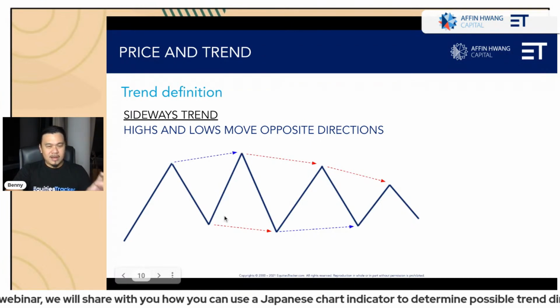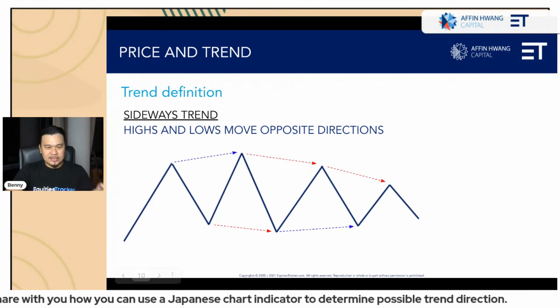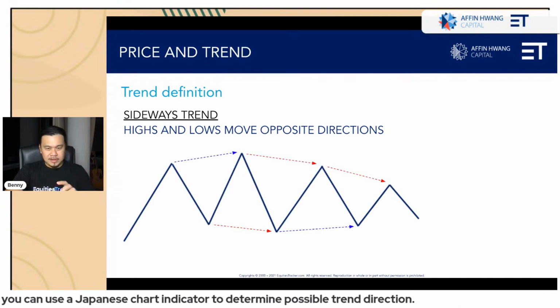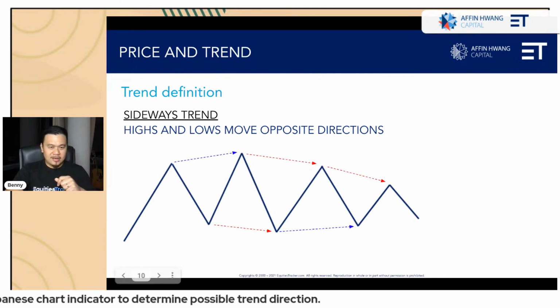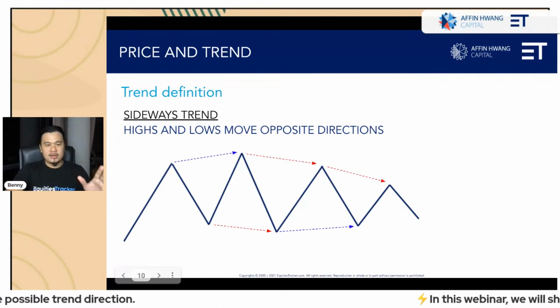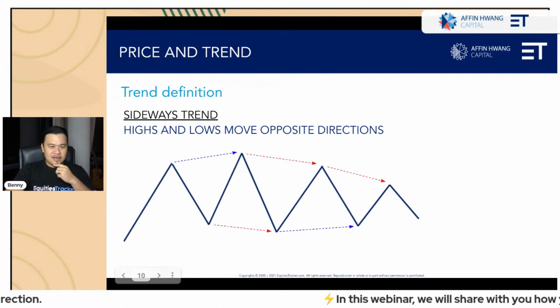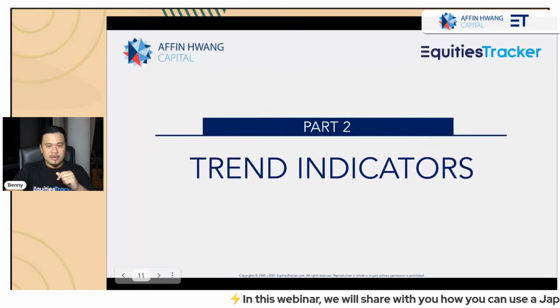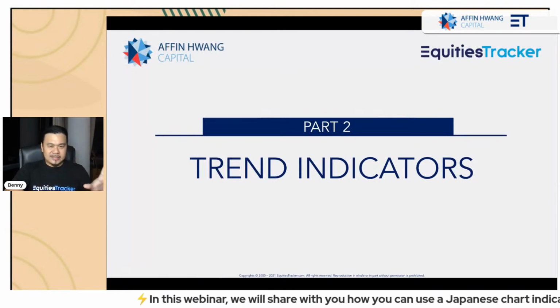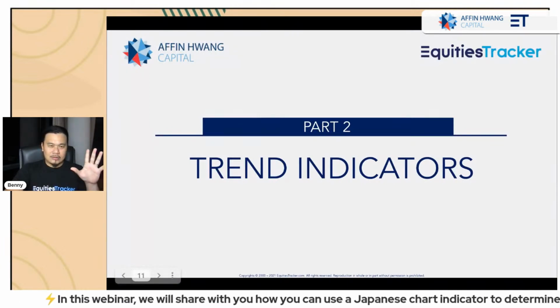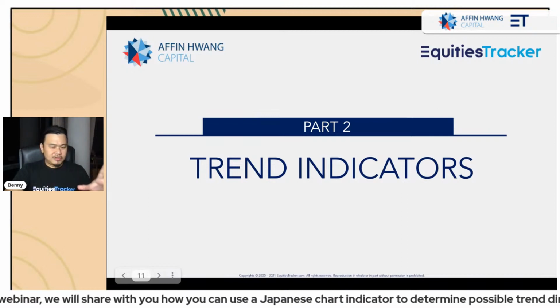So when both of them move in separate or opposite directions, we have a sideways movement. There is no clear trend. So basically, there are three ways the price can move: an uptrend, a downtrend, or a sideways trend. So that's trend. We all know how to identify trend. That's the definition of a trend.